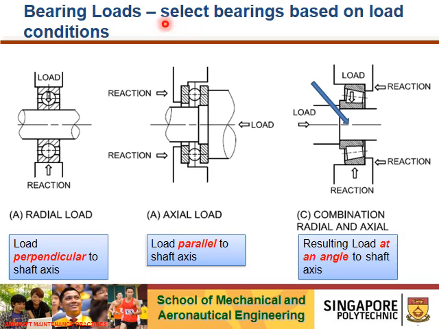Bearing loads: select the bearing based on conditions. When you have a radial load, the load is perpendicular to the shaft axis. When you have an axial load, the load is parallel to the shaft axis. When there's a combination of both loadings, the resulting load is at an angle to the shaft axis. So this is the typical loading we will encounter: either pure radial load, or axial load, or a combination.